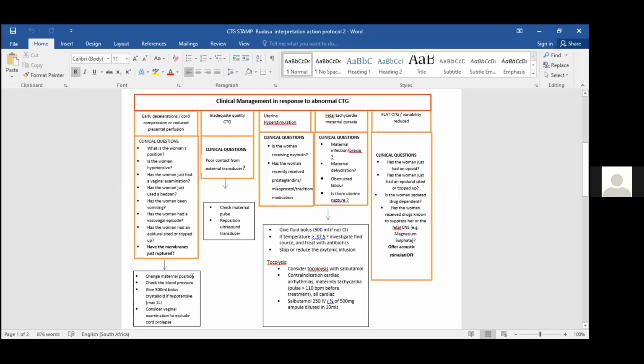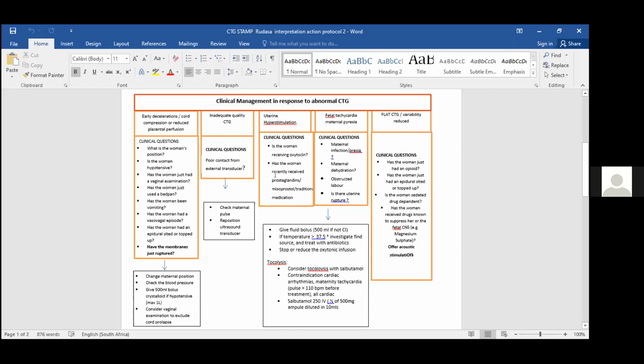So you need to change the maternal position, check the blood pressure, give a fluid bolus, and then you must consider the vaginal examination to exclude cord prolapse. And my last one is to say, when you have this hyperstimulation, I think the most important thing is to give the fluid bolus. Why are we giving it?